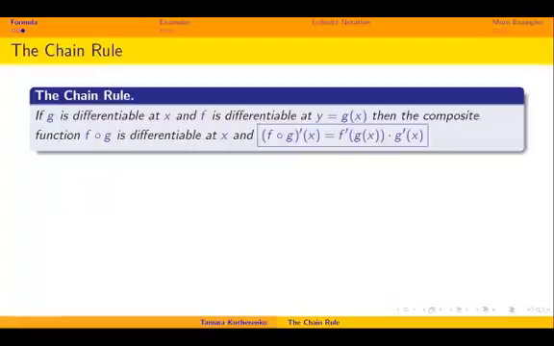The chain rule states that if a function g is differentiable at a point x and the function f is differentiable at the point y equals g of x, then the composite function f of g is also differentiable at x and (f of g) prime equals f prime of g of x times g prime of x.